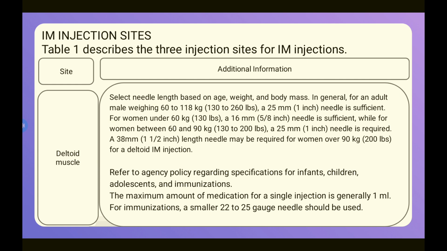A 38 millimeter or 1.5 inch needle may be required for women over 90 kilograms for a deltoid IM injection. Refer to agency policy regarding specifications for infants, children, adolescents, and immunizations. The maximum amount of medication for a single injection is generally 1 milliliter at the deltoid muscle. For immunization, a smaller 22 to 25 gauge needle should be used.